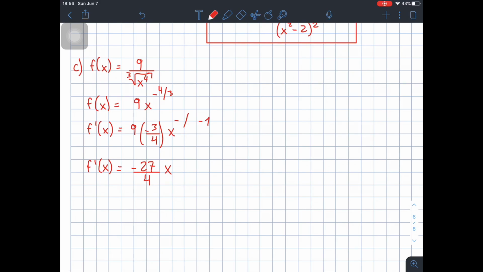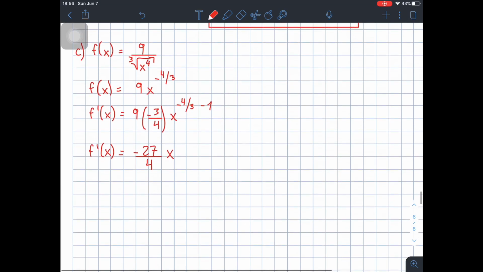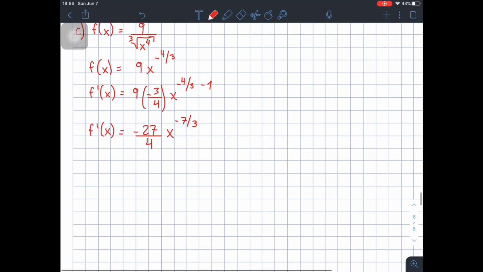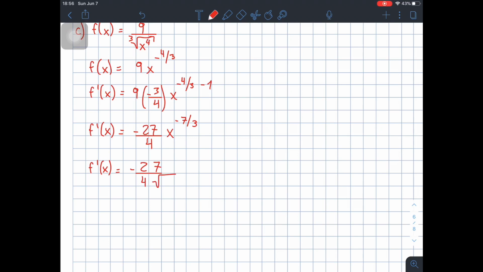Okay, so this should be 4/3 minus 1. So this would be equal to negative 7/3. Okay, so if we want to rewrite this in a more elegant way, we could say that the derivative of the function f is equal to negative 27 over 4 times the cubic root of x to the power of 7. Okay, and this would be the final result.